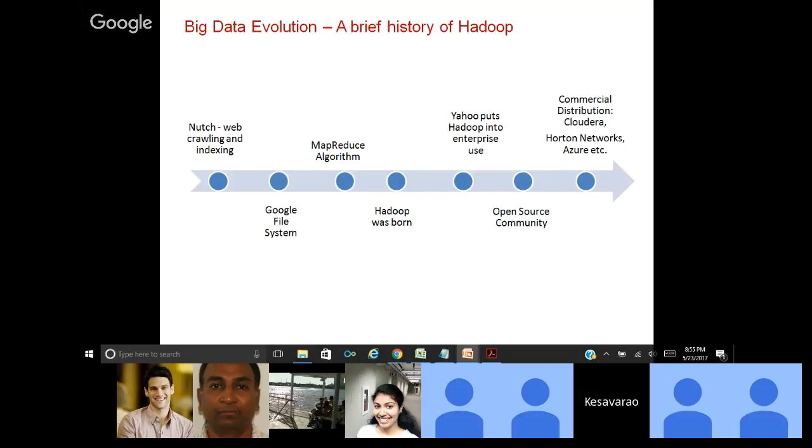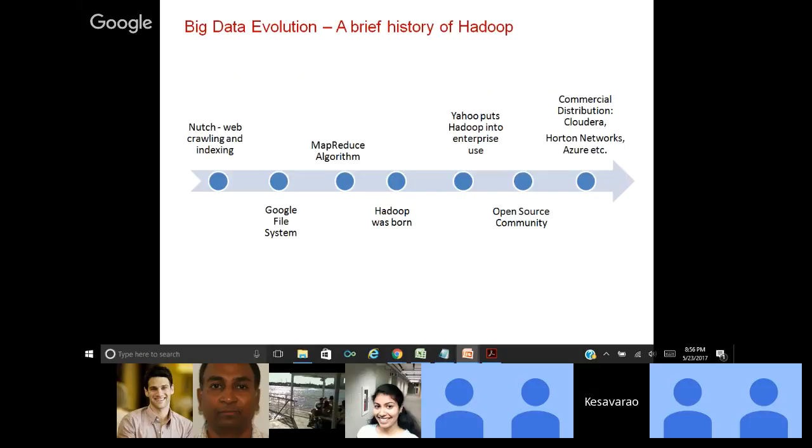They were struggling with that, and they came up with something called Google File System, and they created the MapReduce algorithm. Initially it was basically crawling and indexing the web logs. Then over the period they created the MapReduce algorithm, and that's when Hadoop was born, in the initial stages. And then Yahoo put Hadoop into more enterprise use.